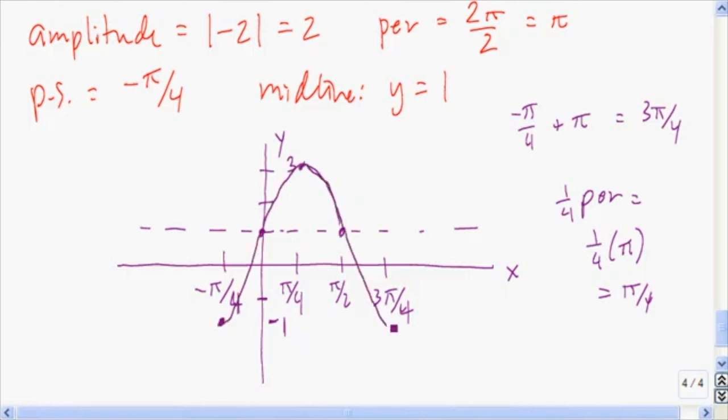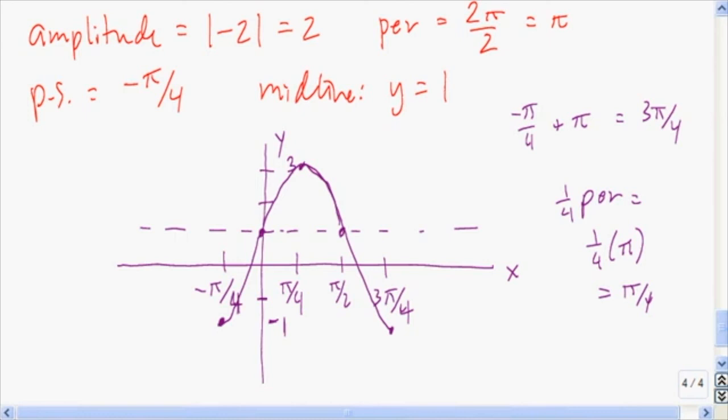Okay, so in summary, for sine, we always start on the midline at the phase shift, and then we either go up or down depending on A. For cosine, we start either at the min or the max depending on A, and then go from there. All right, so that is basically how you get sine and cosine graphs.